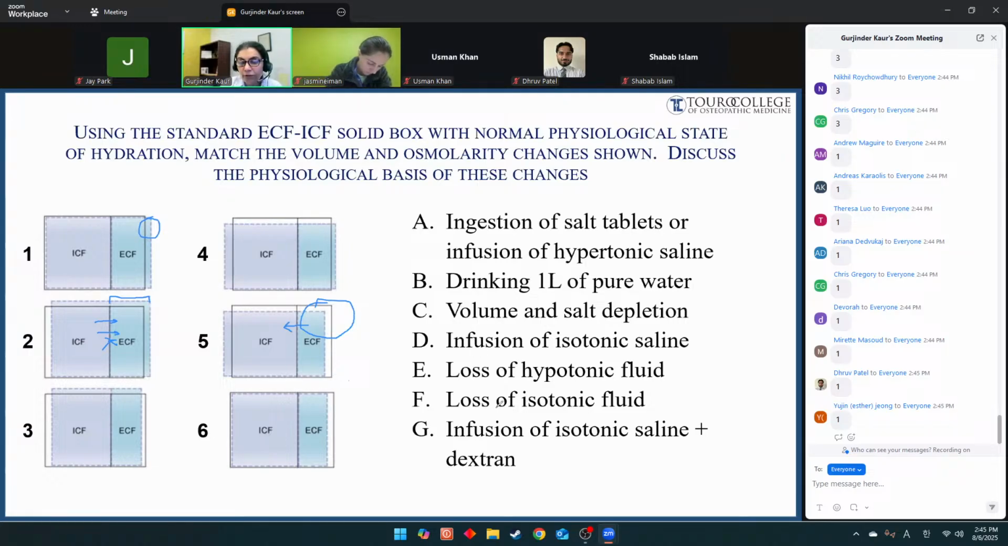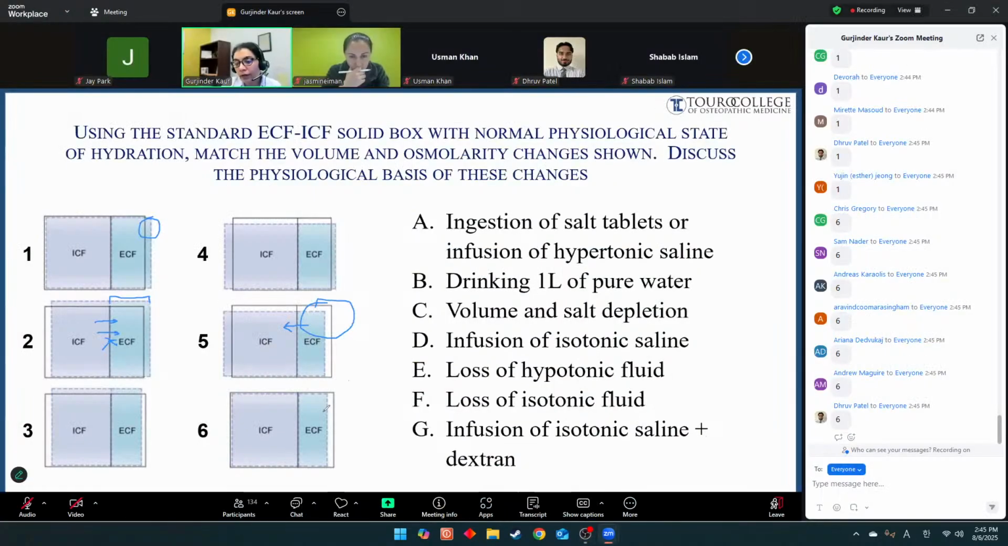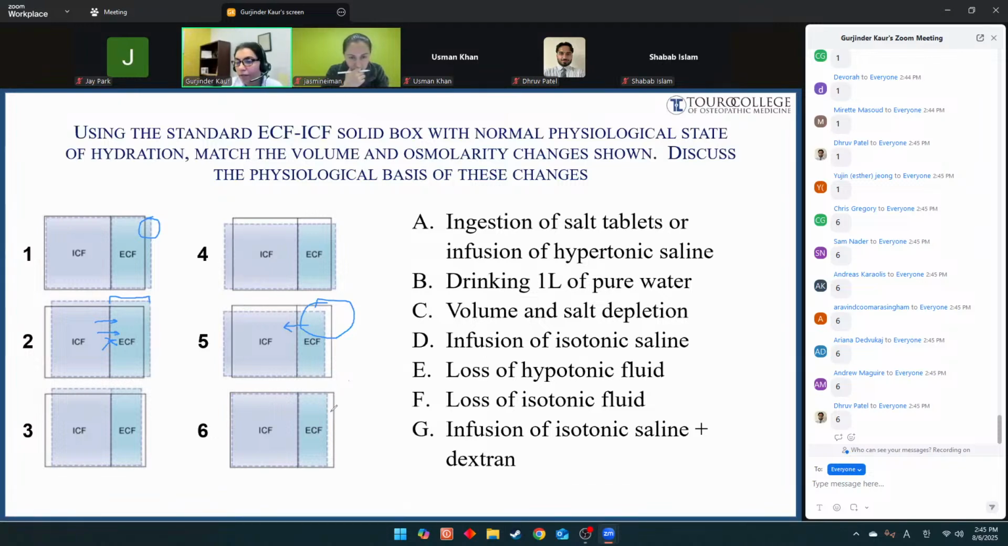We did F, loss of isotonic fluid. Which one is that? Isotonic, yes, very nice. No osmolarity changes because it's isotonic. Just look for the word iso. So if it's iso, it's just going to impact the ECF compartment. It's not going to impact your osmolarity at all. Okay, so are we all good on this so far? Any questions on this part? Are we doing good on this?